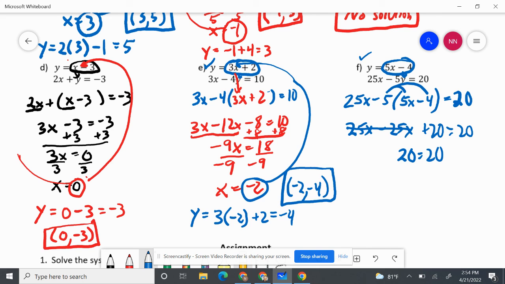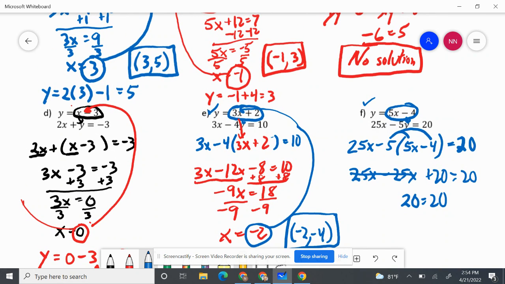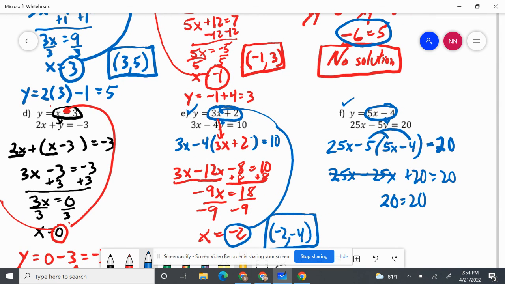Now this is different than the last one. The last one we had two numbers that were totally different. The negative 6 and the 5 were not the same. But in this case right here, they're exactly the same. So if you remember, there are three types of problems. We have one solution, we have no solutions, and then we have an infinite amount of solutions. And this right here would be an infinite amount of solutions.